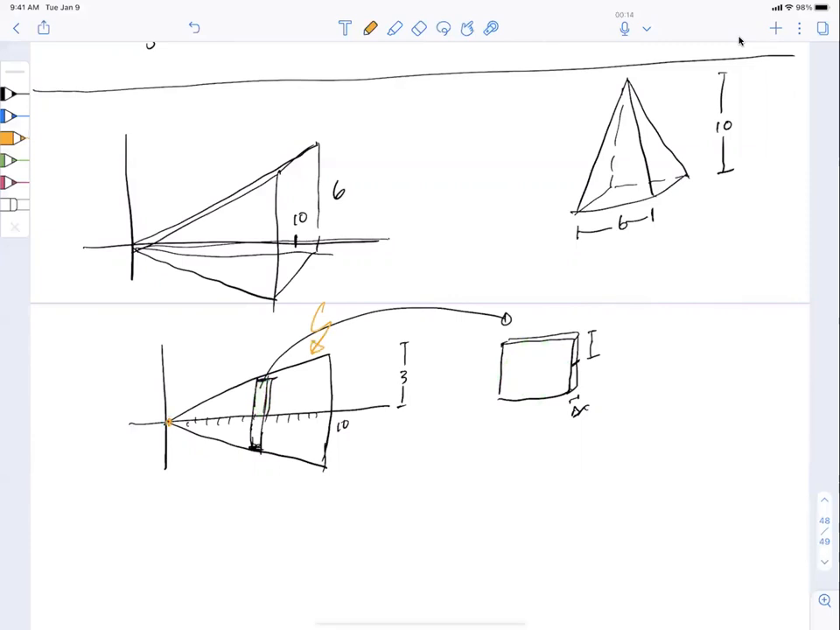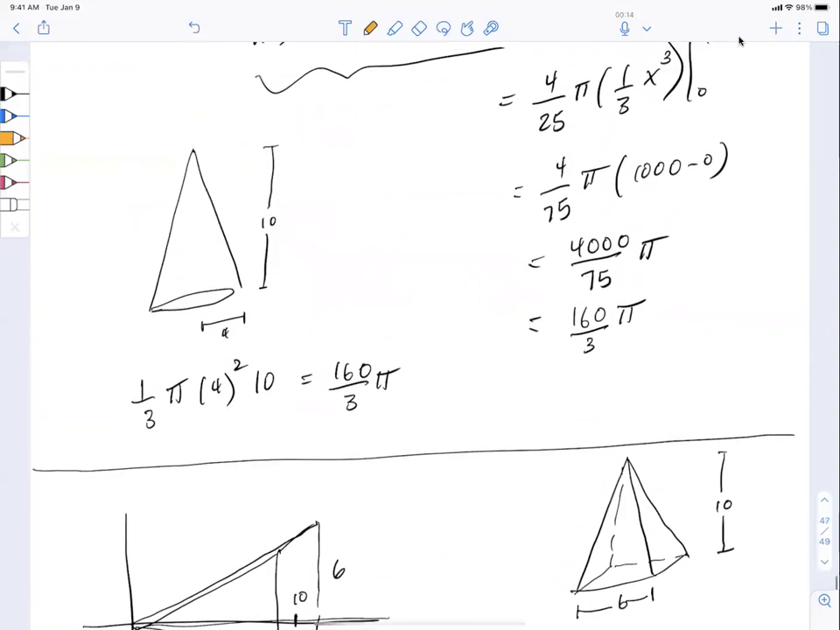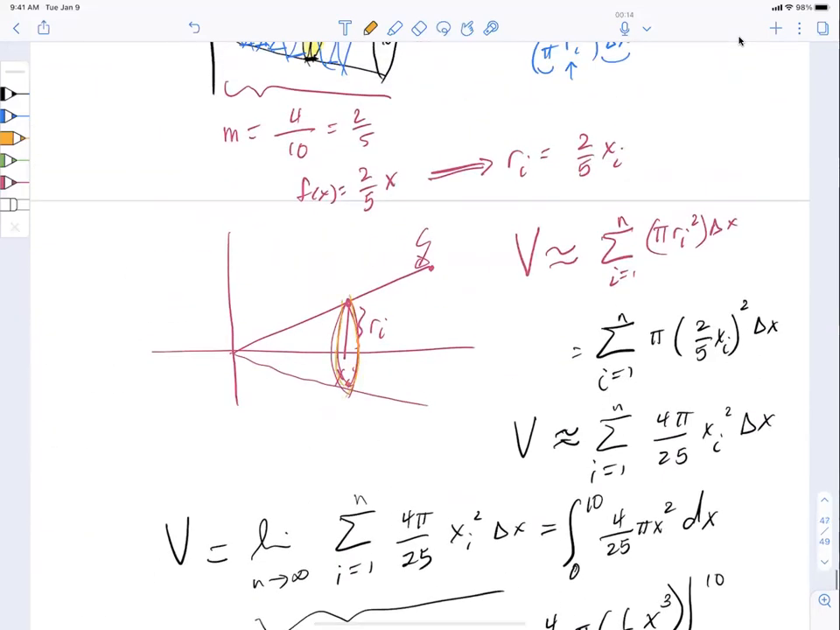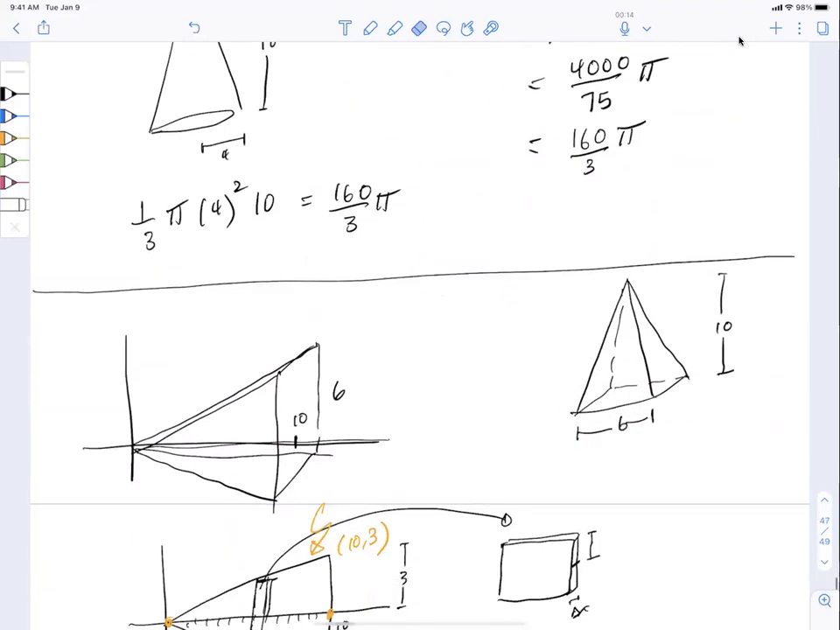So I go from 0 to 10. This point is (10, 3). The slope is going to be 3/10. The cross-sectional area, where here the cross-sectional objects were discs, here the cross-section areas are squares.